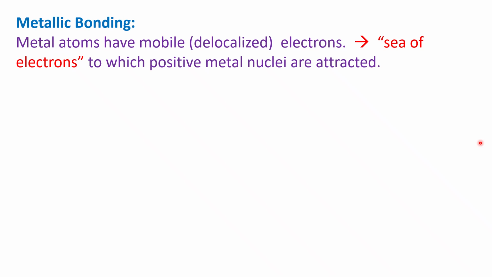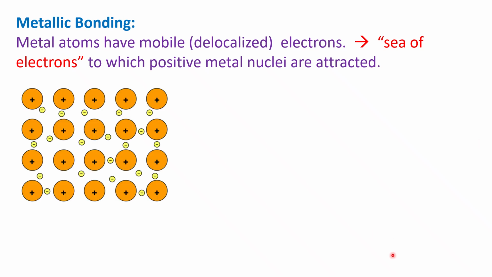So metal atoms have what are called mobile or delocalized electrons. And this creates what's called a sea of electrons. And that sea of electrons, of course, is negative. So the positive metal nuclei are going to be attracted to and held in place within that sea of electrons.